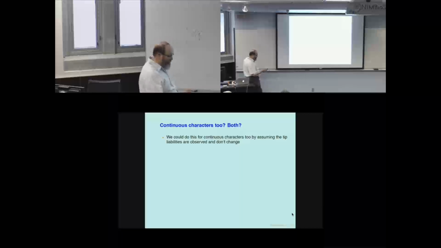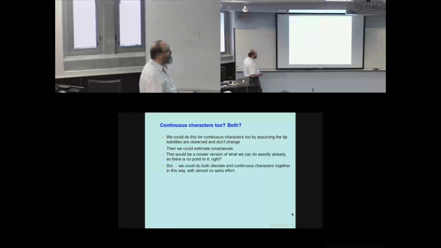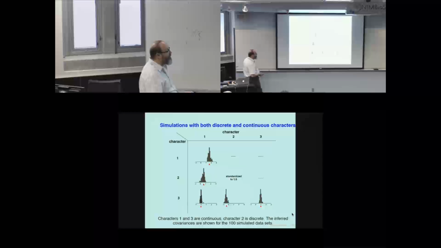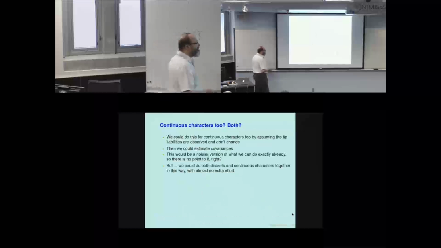That is, assume the tip liabilities are observed and don't change. You could estimate things. It's a noisier version of what we can do already if there are just continuous characters, but you can do both discrete and continuous characters. That was what they said there.